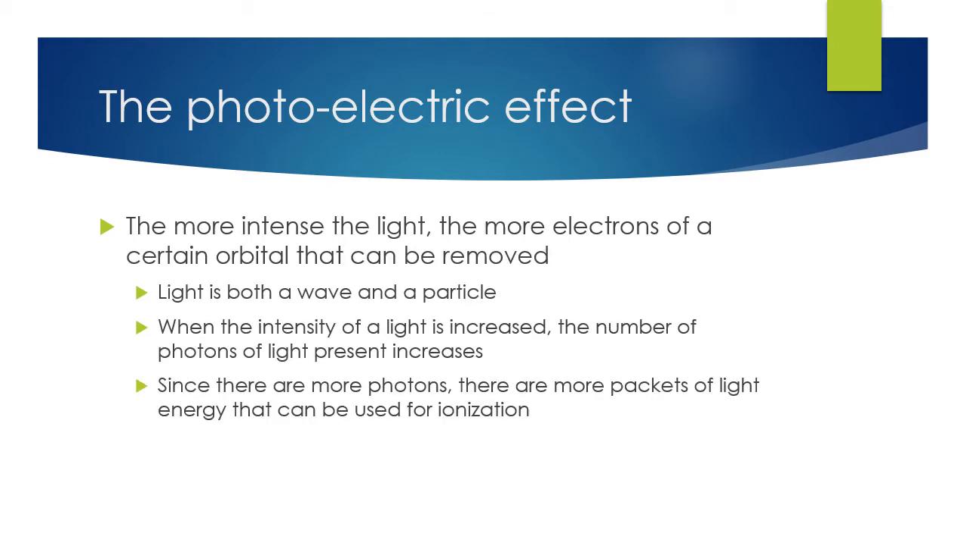The more intense the light shown on the surface, the more electrons of a given orbital can be removed. Light is technically both a wave and a particle. Therefore, when there is a greater intensity of the light, the number of photons of light, or packets of light, that is present increases. Since there are more of these packets, that means that there are more chances for a photon to collide with an atom and remove an electron, meaning that electrons will be removed much more frequently.